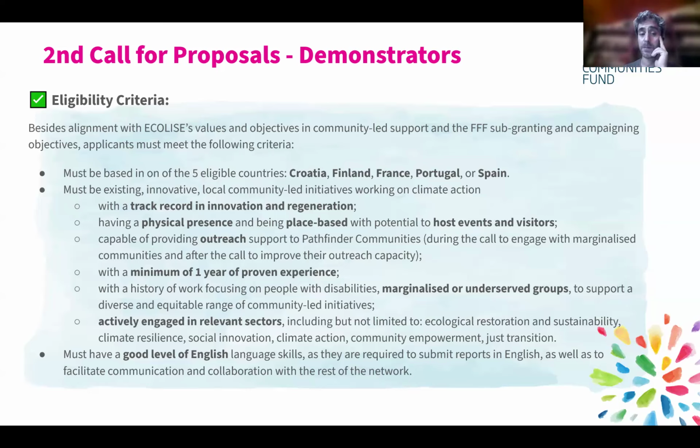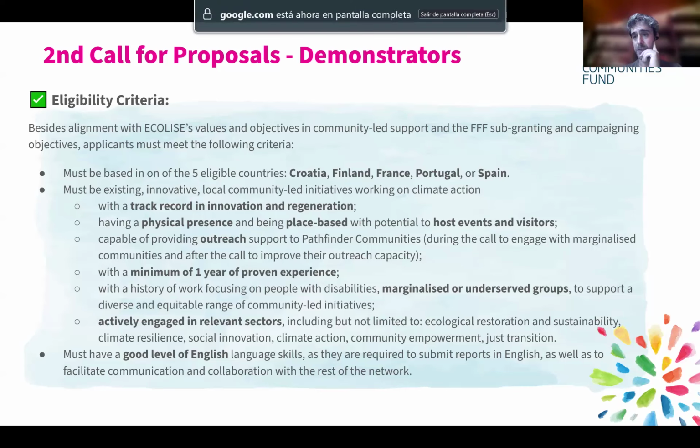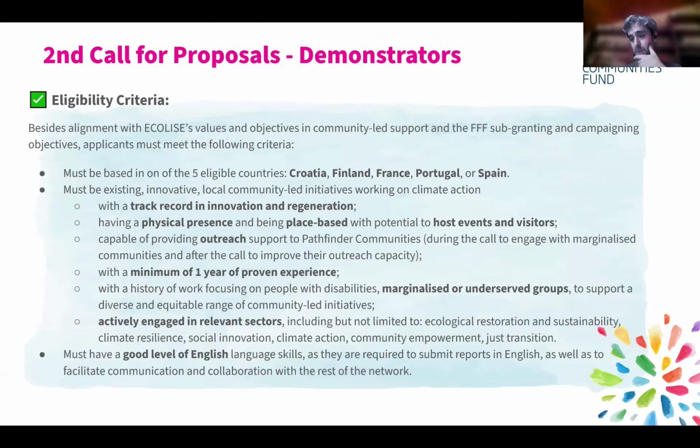They need to be capable of providing outreach support to Pathfinder communities with a minimum of 1 year proven experience, which is not much. For us, the important is not the number of years, but that they have that capacity. With a history of work focusing on people with disabilities, that would be quite interesting because that's directly connected with the just transition focus of the FFF project. Actively engage in relevant sectors, that's very broad: ecological restoration, sustainability, climate resilience, social innovation, community empowerment, just transition.